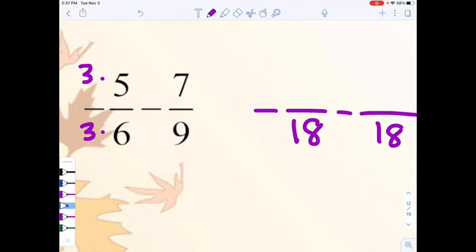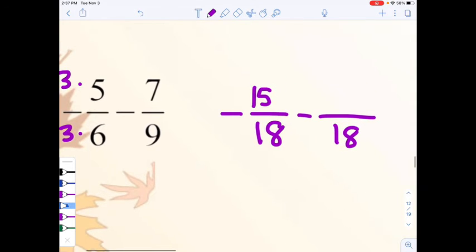If I multiply the denominator by 3, I have to multiply the numerator by 3. 3 times 5 is 15. And I already had my negative sign there. If you didn't, that would be the time to add it in. And then we have minus. To get 9 to 18, we multiply it by 2. If we multiply the denominator by 2, we have to multiply the numerator by 2. 7 times 2 is 14.